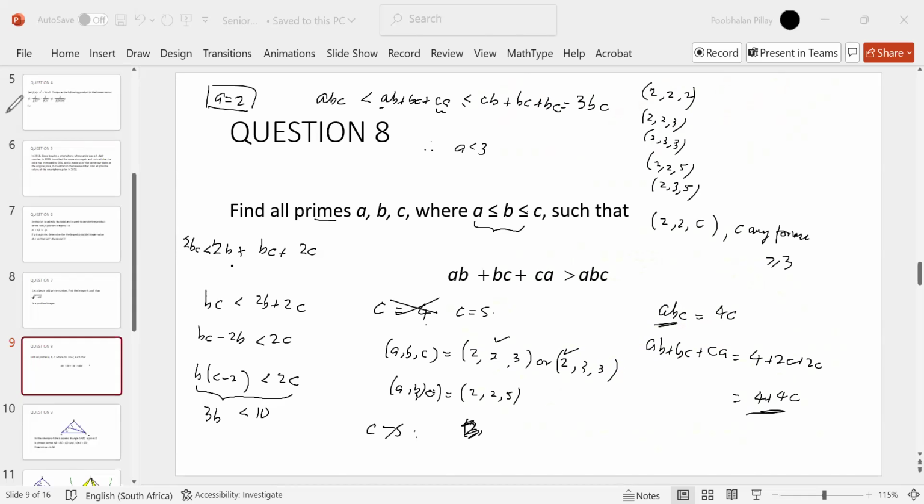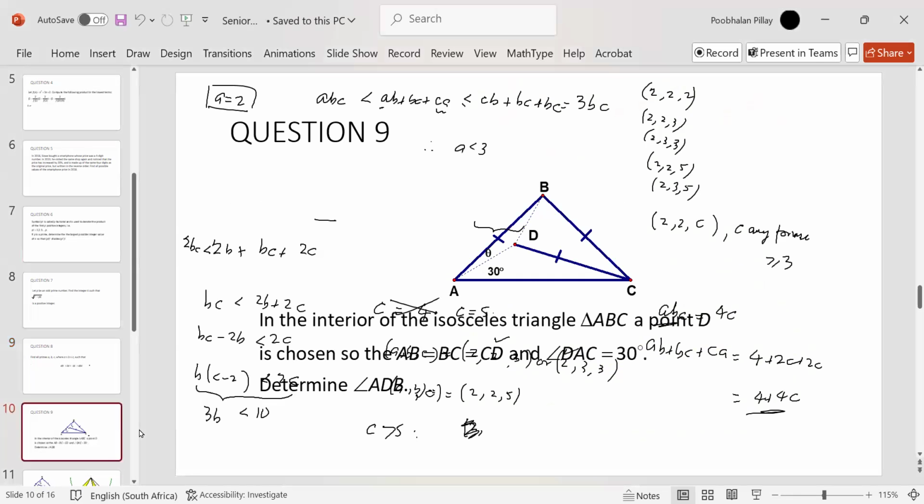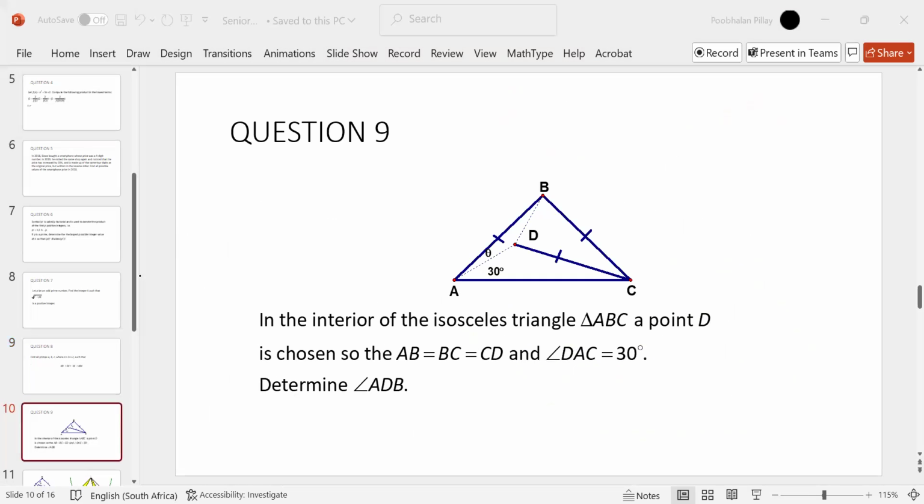But I thought that just for your interest, I'd look at one geometry problem, which is a very interesting problem and not easy to solve. And it looks very easy.